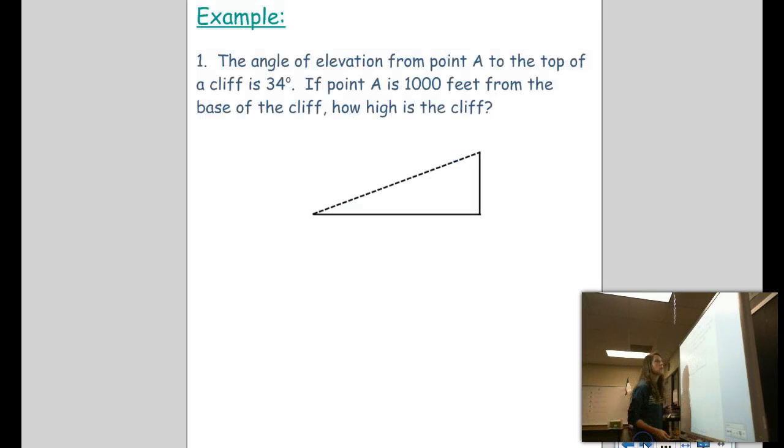Okay, what I want you to do is you've got 4 examples. All of these examples are going to involve a right triangle. So what I want you to do first is draw 4 right triangles. Draw one for number 1, number 2, number 3, and number 4. Draw me 4 empty right triangles.